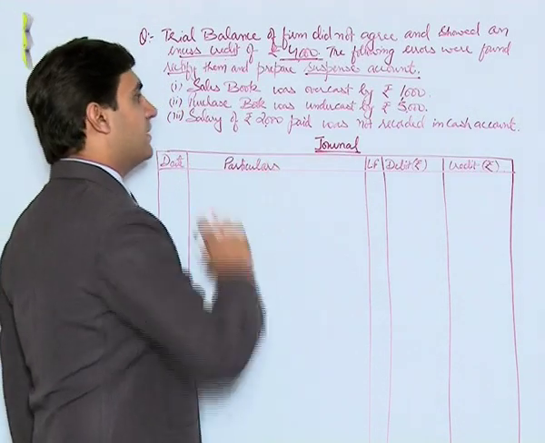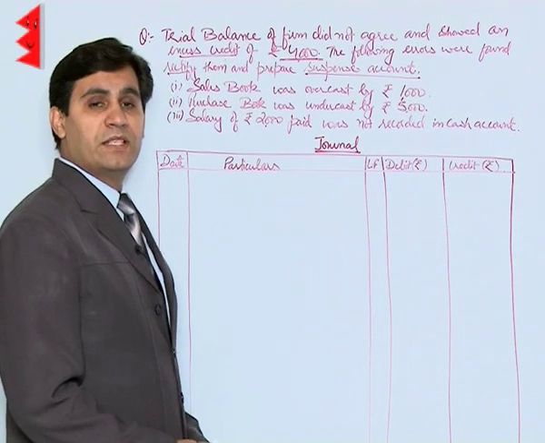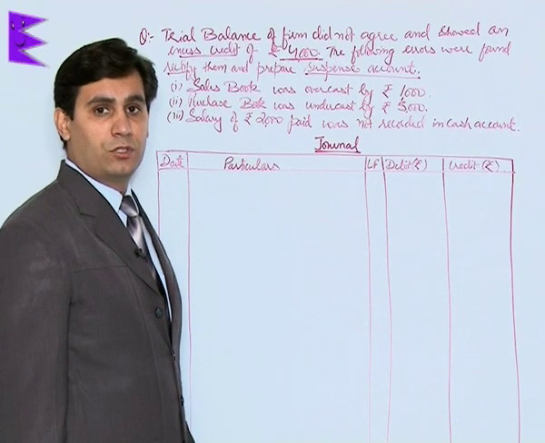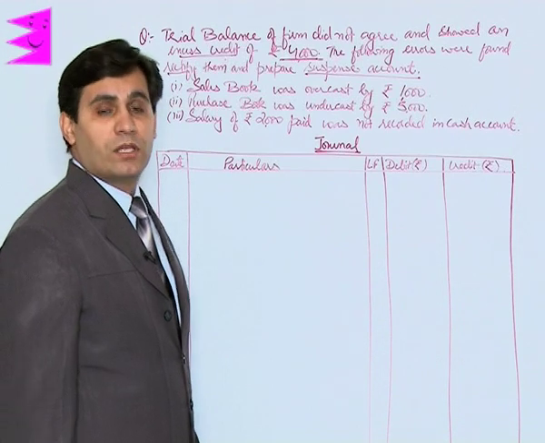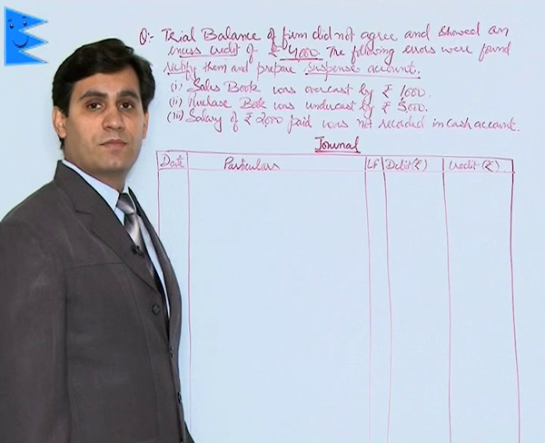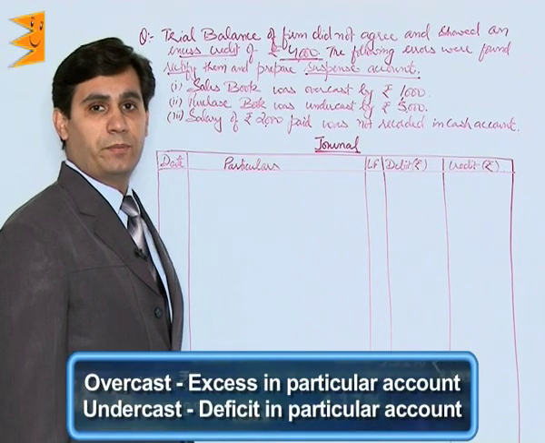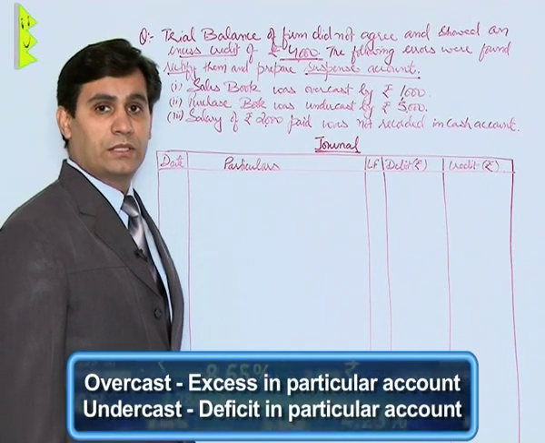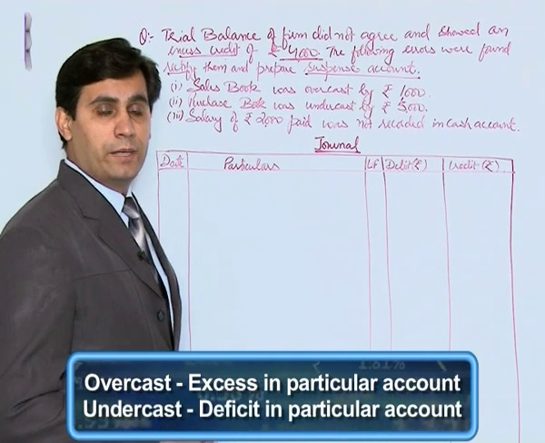The first error is the sales book was overcast by rupees 1,000. That means the total of the sales book is in excess by 1,000 rupees. The sales account always shows a credit balance because it is a nominal account. That means credit all incomes and gains. So when we say that it was overcast by rupees 1,000, that means the total of the credit side is in excess by 1,000. So to rectify it, the sales account should now be debited.